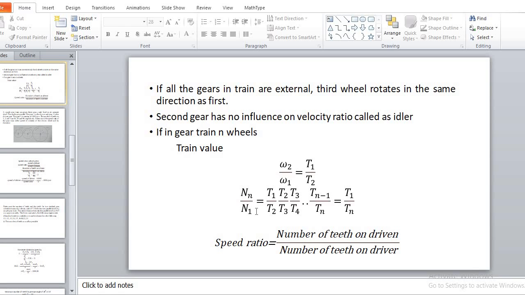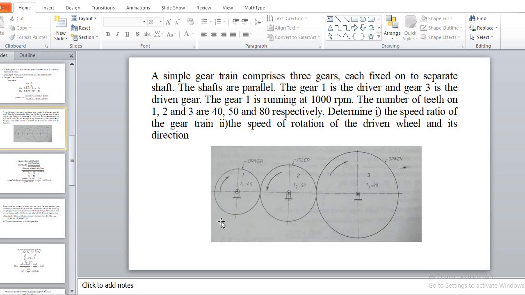So speed ratio I write here as a. Speed ratio is the ratio of speed of the driver wheel to the speed of the driven wheel. So we can write like this. Now we go through some numericals.